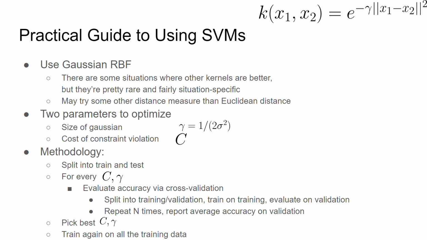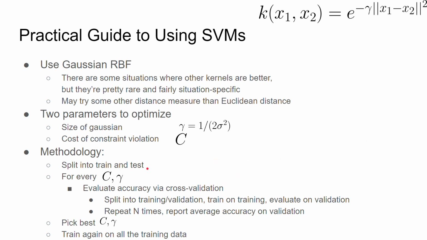And once you've chosen that kernel, now there's only two parameters to optimize. So there's the size of the Gaussian, and this cost of constraint violation. So how bad is it to violate the constraint? So if that's your situation, here's a very basic methodology to work with.